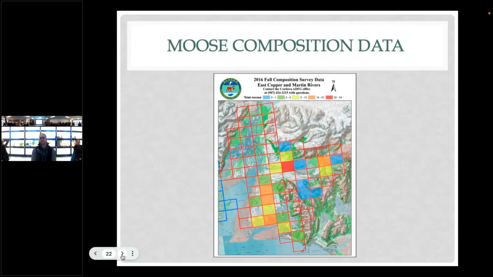This just gives you an idea of the distribution for that fall survey, if you were curious where I saw all those moose. The darker reds and oranges are areas that had higher concentrations, so between 22 and 54 moose. These oranges are 14 to 21, and the yellows are 5 to 13. So that 2016 survey was pretty interesting. Something big happened in the Martin, but it hasn't kept up since that time.